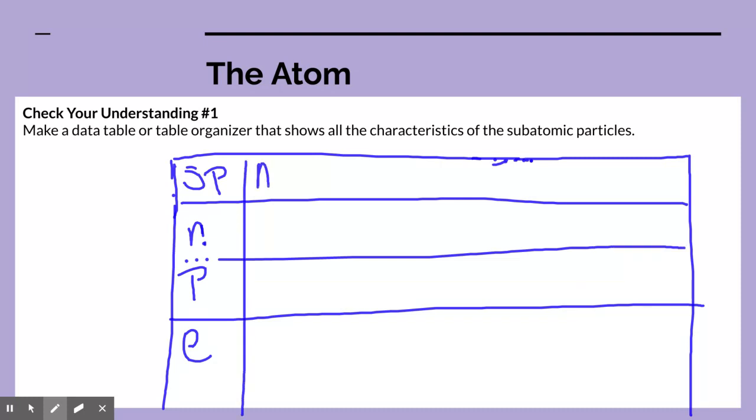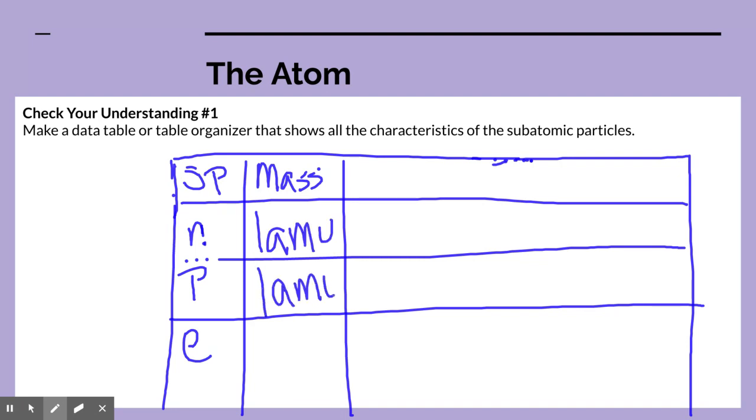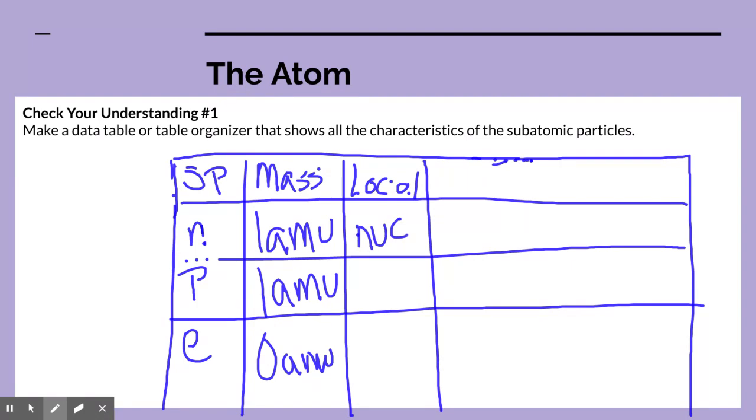And then here we can have mass. The mass of a neutron is 1 AMU. The mass of one proton is 1 AMU, and the mass of one electron is 0 AMU. So we got mass. Then we can do location. I'm going to put NUC for nucleus, and then outside nucleus for electrons.